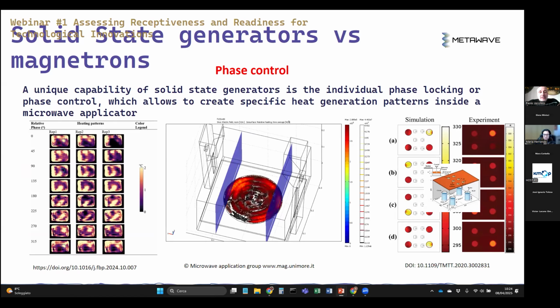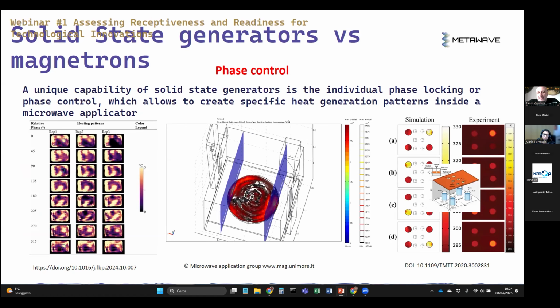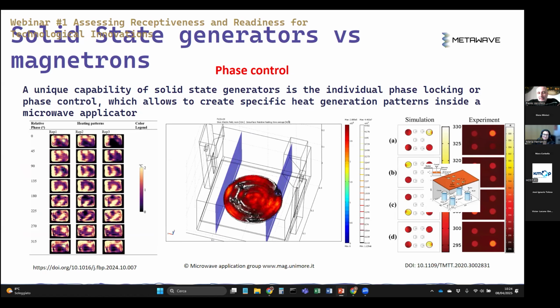Instead, with solid-state generators, you can change the phase. And the practical consequence, you see it in the animation that's in the middle of this slide. It looks like something is turning. It's a pizza, by the way, but it's not turning. Actually, this pizza is staying there, leaning on its plane, and we are simply shifting the electromagnetic field by changing the frequencies of the 2 microwave generators, which are solid-state ones, emitted by these 2 microwave sources.